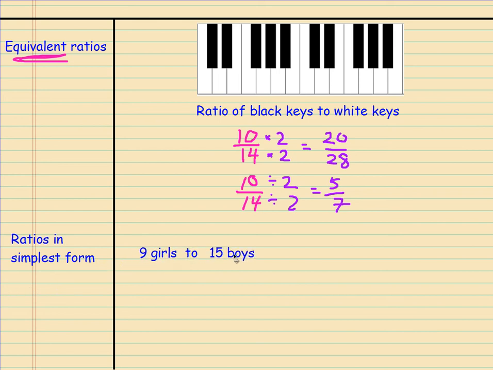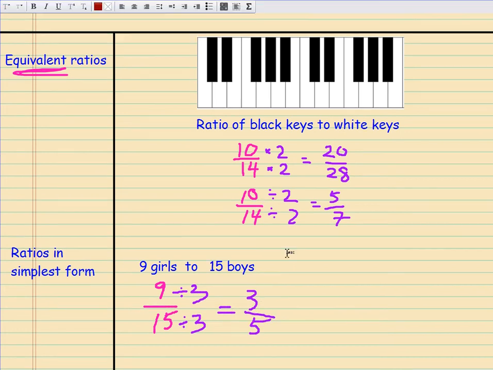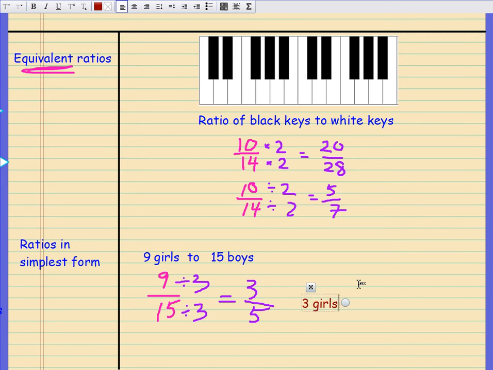So let's look at the ratios of girls to boys in a make-believe classroom. Let's say there are 9 girls to 15 boys. Now, how do you put this in simplest form? Well, let's first write this as a fraction. 9 girls to 15 boys. Let's put this fraction in simplest form. Divide by 3. Divide by 3. We get 3 over 5. We can't simplify anymore, so our ratio is just 3 girls to 5 boys. Or if you want to write it the other way, 3 to 5.